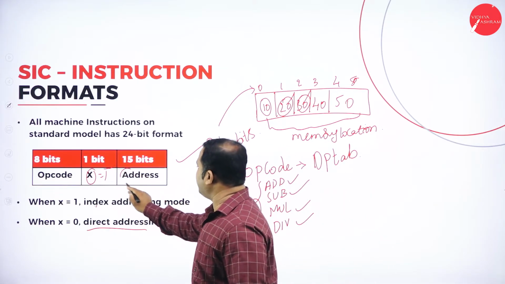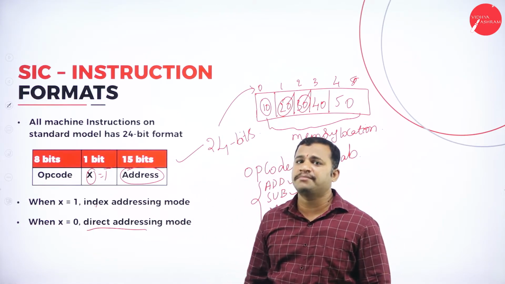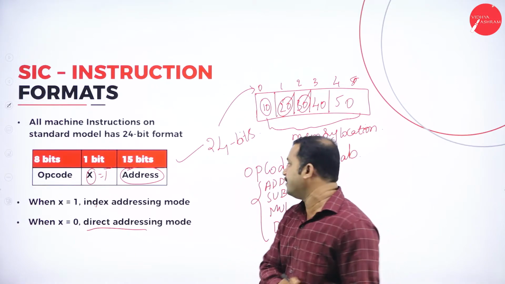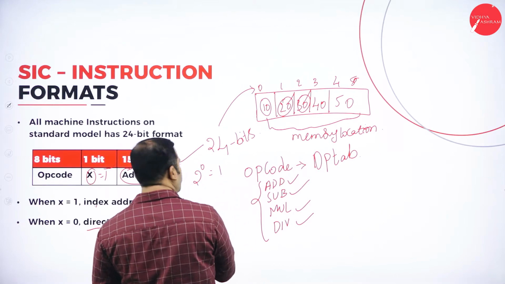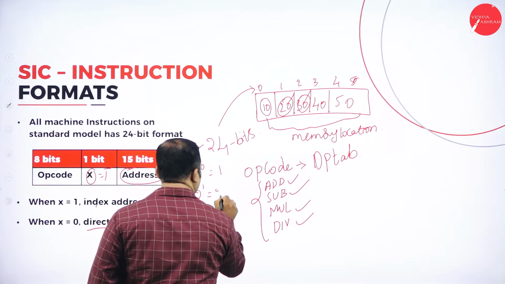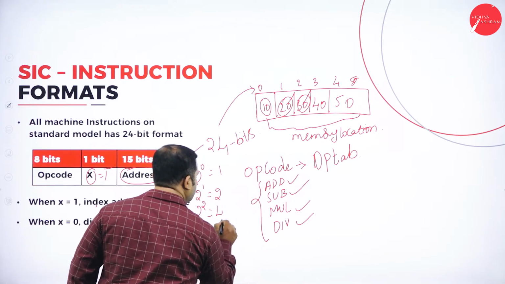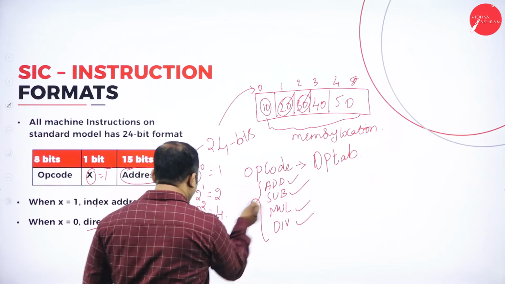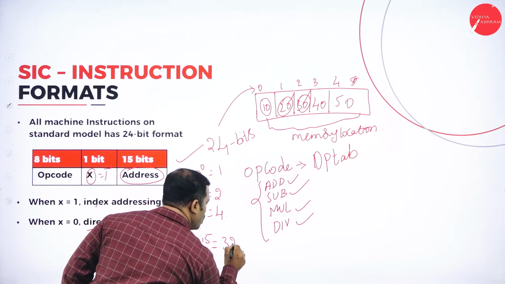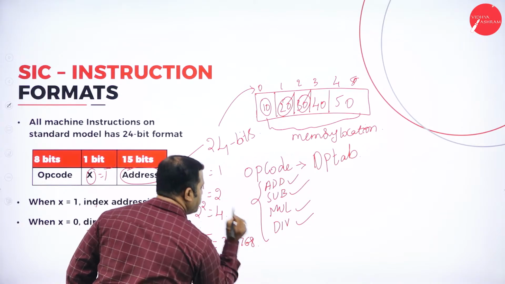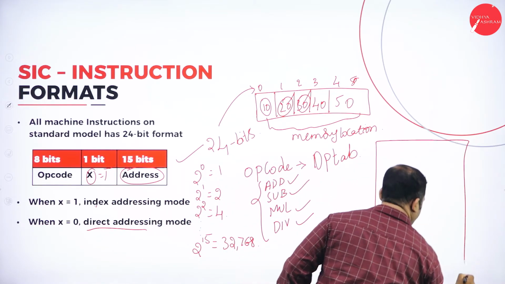Then these 15 bits represent the address of the memory location. What is the address range? 2 raised to the power of 15. That is, 2 raised to the power of 0 is what? 1. It is present in the first location. 2 raised to the power of 1 is equal to what? 2, the second memory location. 2 raised to the power of 2 is what? 4. That is the fourth memory location. So totally if I have 2 raised to the power of 15, I will have 32,768 memory locations. I can access the memory locations right from here to the end of this location.